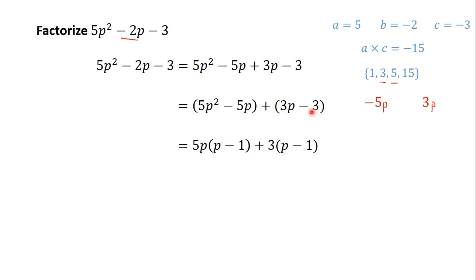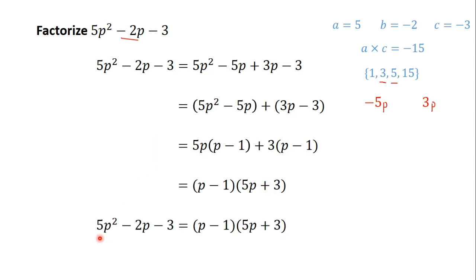3p minus 3. The common factor here is 3. So we bring 3 outside the brackets. We'll be left with p minus 1. We have p minus 1 here and p minus 1 here, so we will pick one of them. P minus 1 into one bracket. We have 5p here, we have plus 3, so we will put 5p plus 3 into another bracket. This means that when we factorize 5p squared minus 2p minus 3, we will have p minus 1 into one bracket, then 5p plus 3 into another bracket.